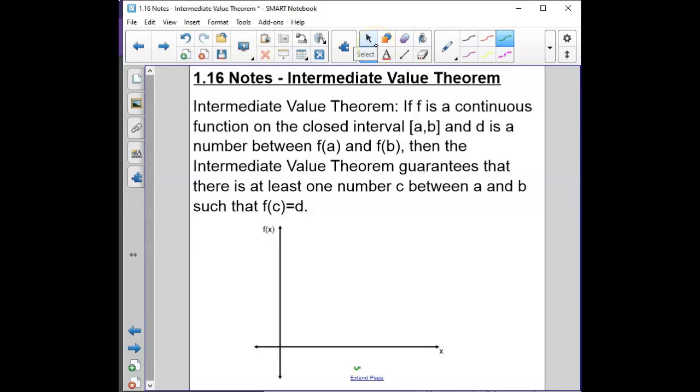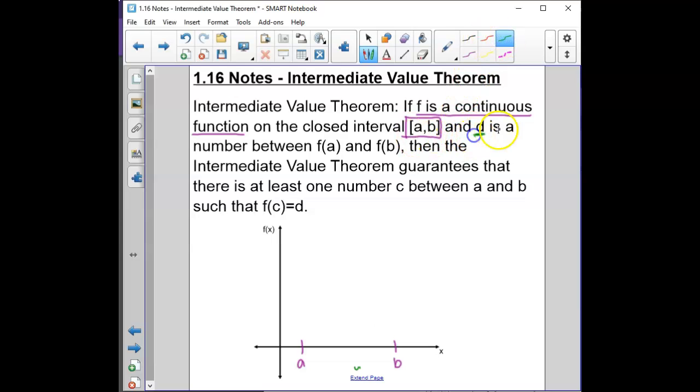So, if we take this piece by piece, first of all, f must be continuous. So we're looking at a continuous function, and we're looking at that continuous function on the closed interval from a to b. And so a and b, those are values on our x-axis. So I'm just going to put them right here. I'm looking at the first quadrant. You could look in a different quadrant and it'd be fine.